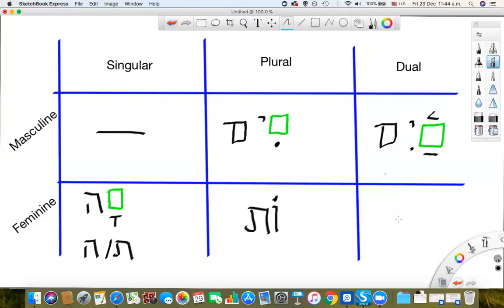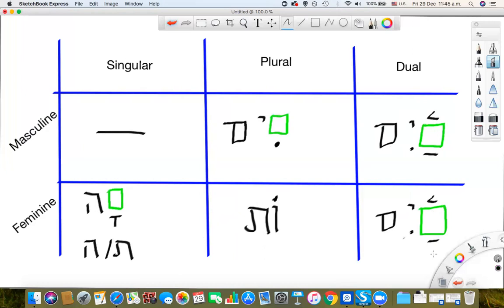And then the dual is going to be exactly the same as the masculine. So we have our accented last letter with a patach, yod, hirik, and then final mem. So that's what it's going to look like. These are going to be the various endings that you'll see on different noun forms.